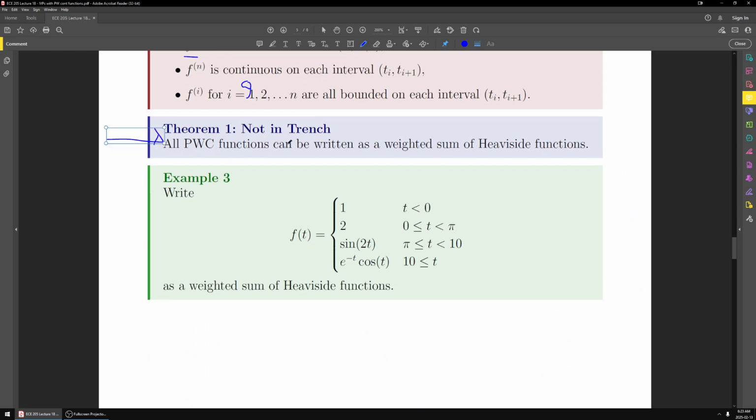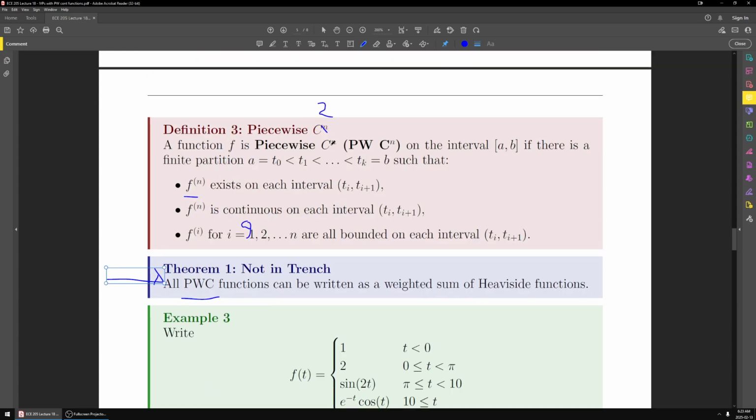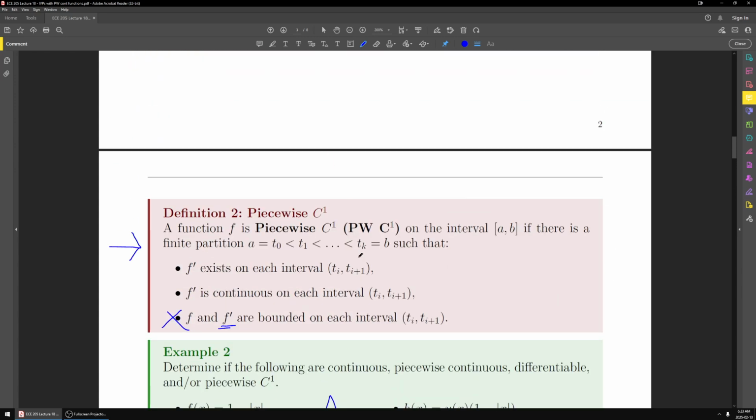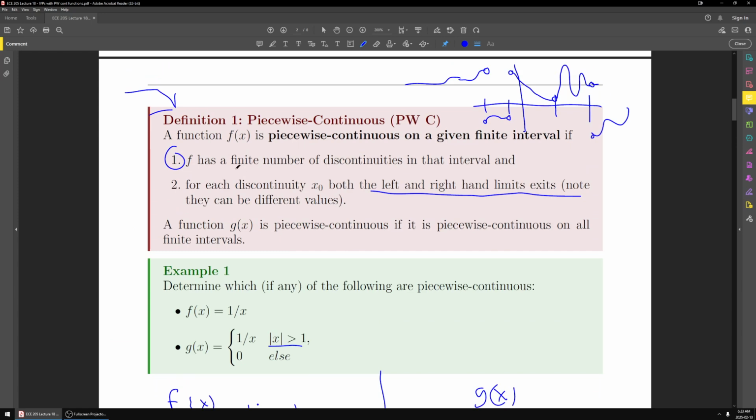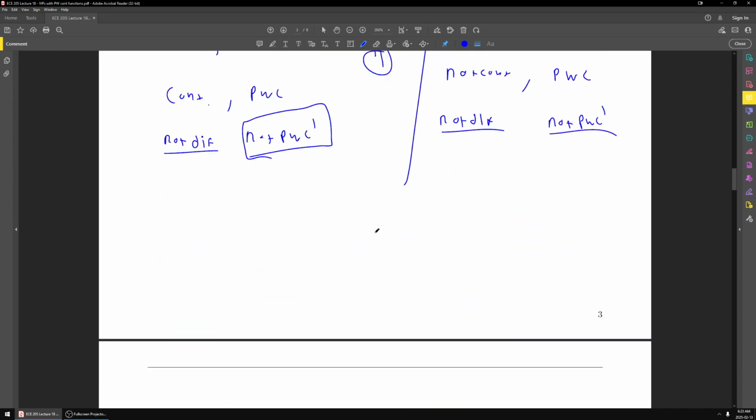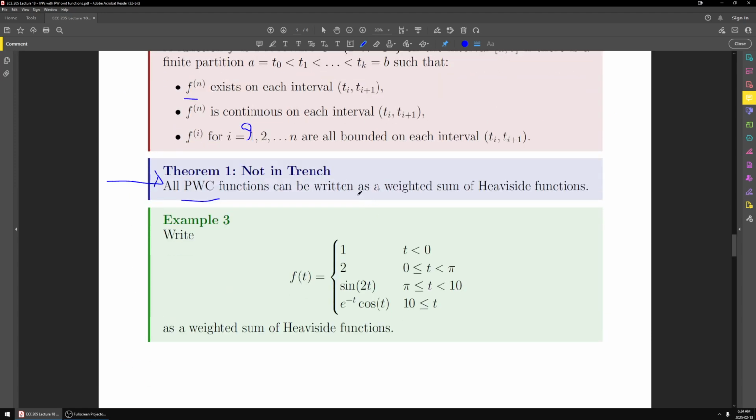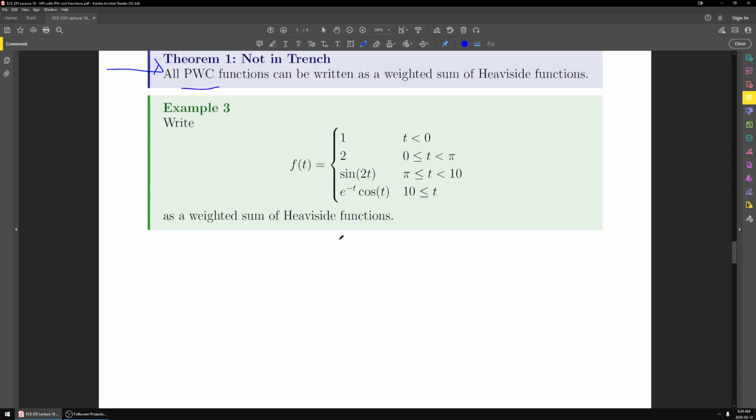So all piecewise continuous functions can be written as a weighted sum of Heaviside functions. We're not going to prove it, but instead we're just going to show the concept, right? So to be piecewise continuous, I have to have, back over here, a finite number of discontinuities, right? That's kind of key. So if I show how this works for, say, 4 or 5 discontinuities, you can see how induction could be used to actually do the formal proof of the theorem. So to do this, we're just going to look at this example here.